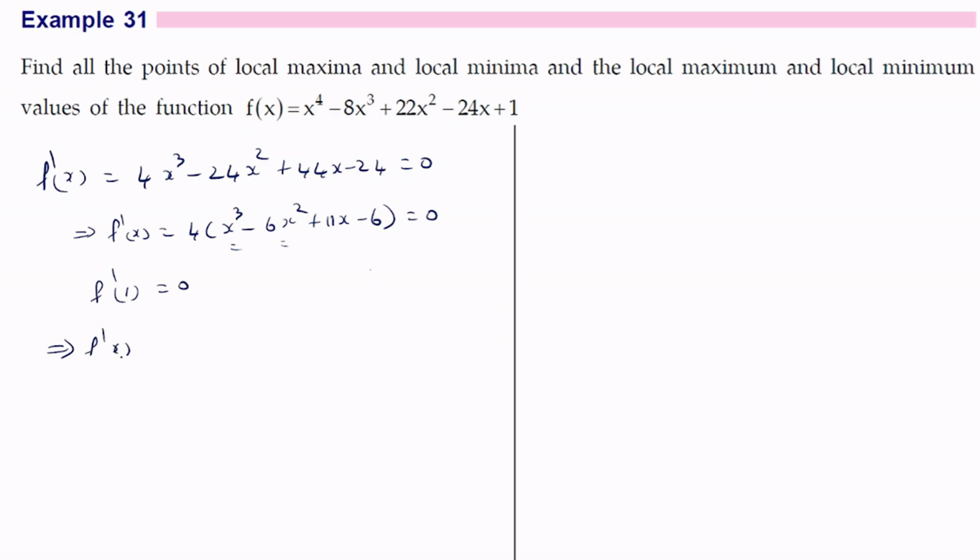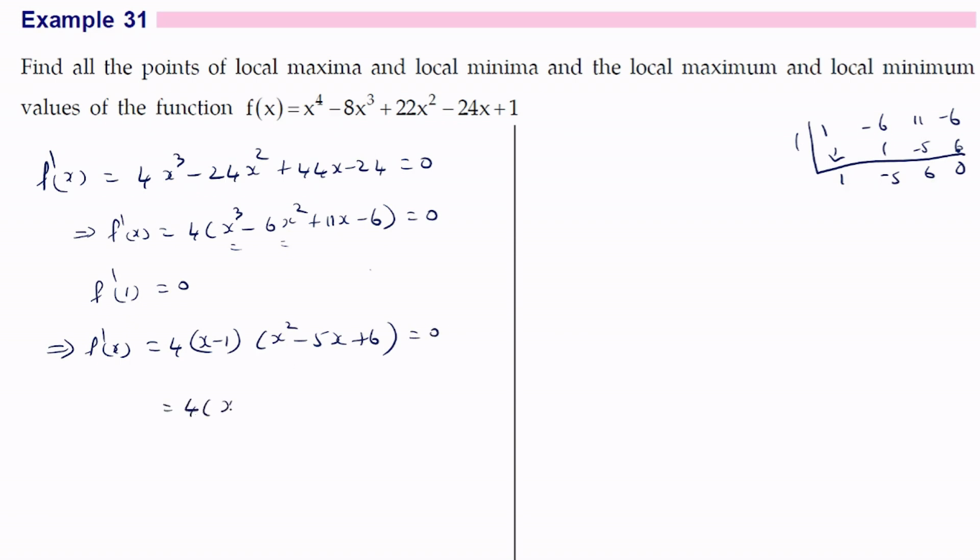So f dash of x is 4 into (x minus 1) into, now let us divide by x minus 1 using synthetic division. The coefficients are 1, minus 6, 11, minus 6. Here we have 1 into 1, 1, minus 6 plus 1, minus 5, minus 5 into 1, minus 5, 11 minus 5 is 6, 6 into 1, 6, minus 6 plus 6, 0. So it is (x minus 1) into (x square minus 5x plus 6). This is a quadratic equation in x, and we have the factors as (x minus 2) into (x minus 3). Therefore, we get x equal to 1, 2 and 3 as the critical points.